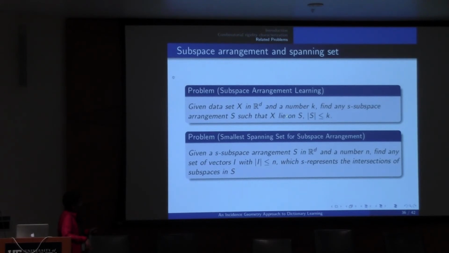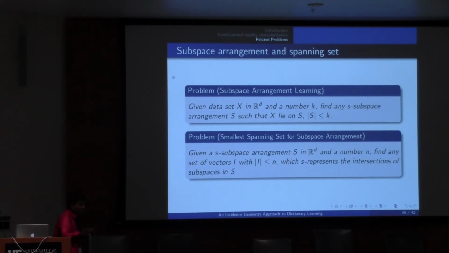So if they are highly structured, then what are the stages that you would go through before you use our techniques, okay? We just wrote down a bunch of formal problems, and we went to see if any of these had been solved, right? I don't think any of these has been solved. So if you're given a data set and a number k, can you find any subspace arrangement such that all of these lie on it?